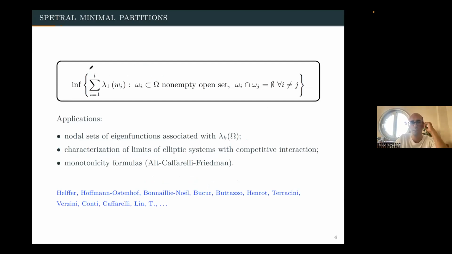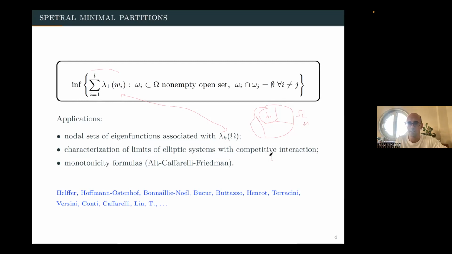Now, other applications, because this is really a very popular topic in some communities, are related, not exactly for the sum, but for other combinations of lambda one of omega i, to the study of nodal sets of eigenfunctions associated to a higher eigenvalue. Remember that if you have this omega, and if k is very large, then you will have, in principle, several nodal domains of your eigenfunction. And in each one, because of the sign, you will get the first eigenfunction in the nodal region. So it's natural that these two, for other cost functions, not the sum, are related. You can use this kind of optimal partition problems to study, depending on the set, how the nodal sets of high eigenfunctions are. Then they're also related to a special class of elliptic systems with competitive interaction.